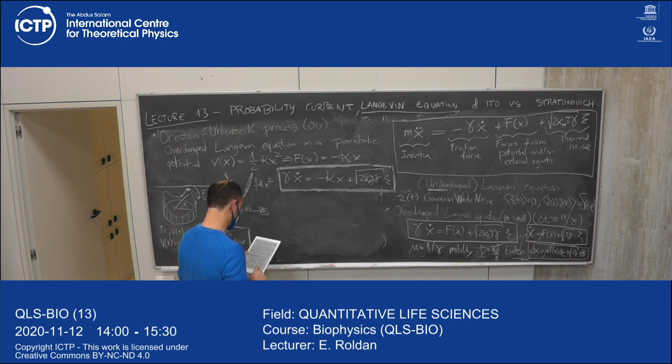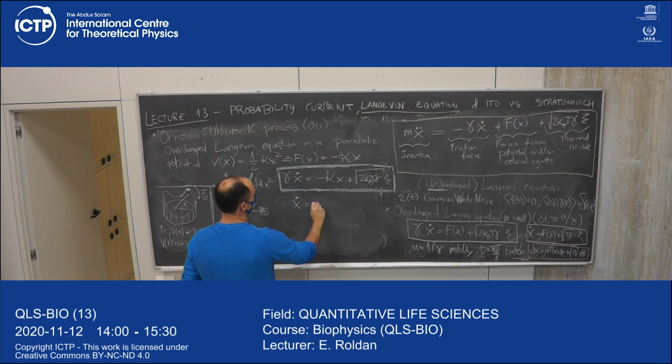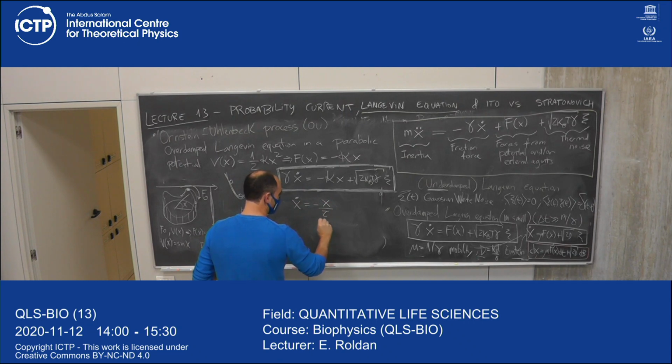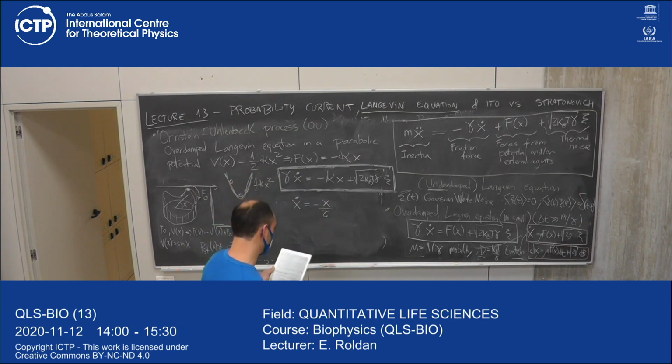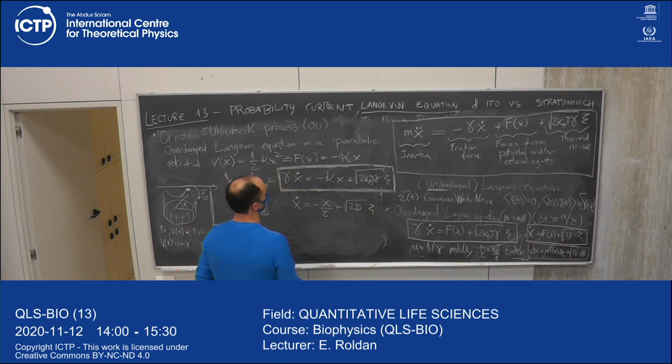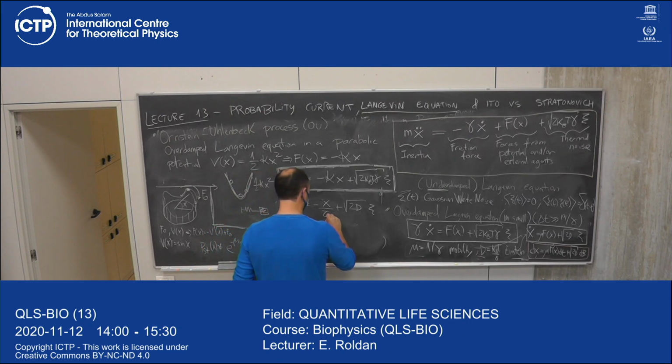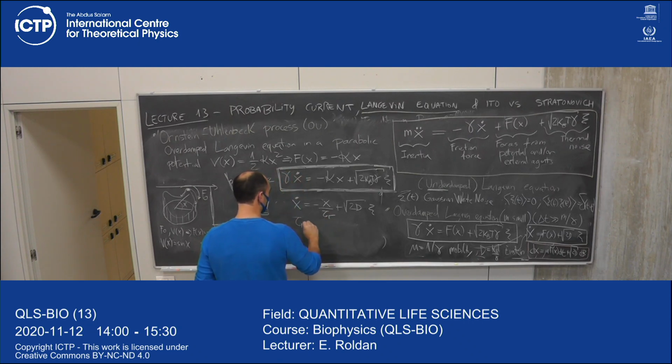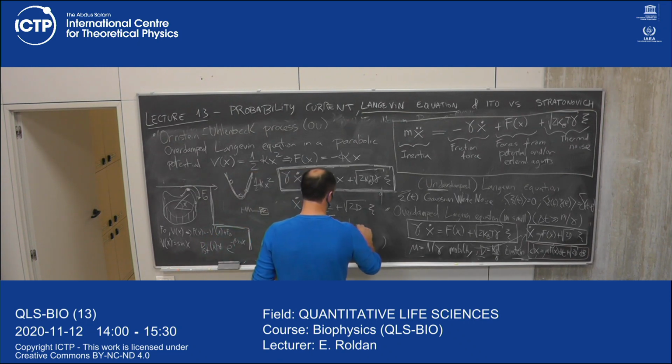So give me a second. It can also be written like that. I divide by gamma, and you see there will be x dot, and there will be x divided by tau. This will be a relaxation time, plus square root of 2D noise. Where tau, which we call tau r, is the relaxation time. It's gamma divided by kappa, which has units of time. It's called the relaxation time.